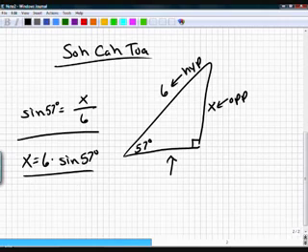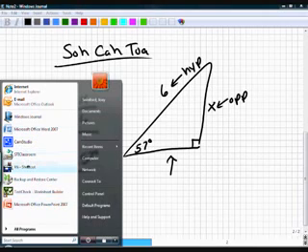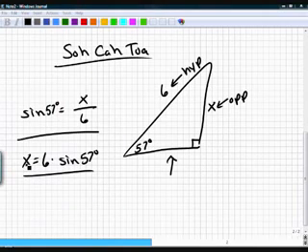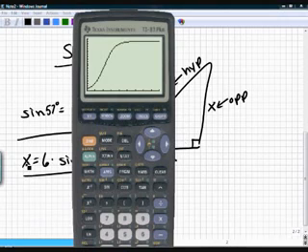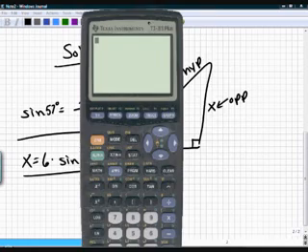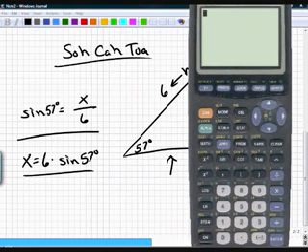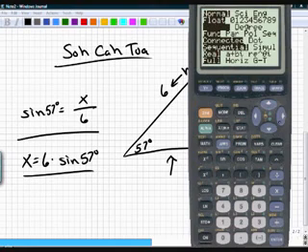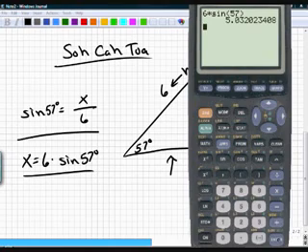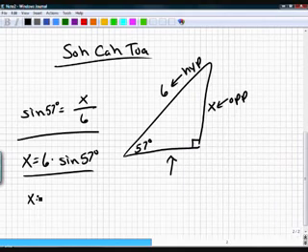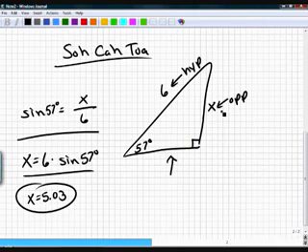Make sure that you are in degree mode, and you just type that in. After it comes up, second quit. You gotta notice that graph's on there every day. So you have 6 times the sine of 57, make sure we're in degree mode. We're not. Degree. Second quit. 6 times sine of 57, you get 5.03. X equals 5.03. There's your answer. So the opposite side, 5.03.